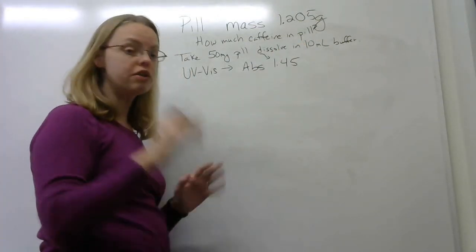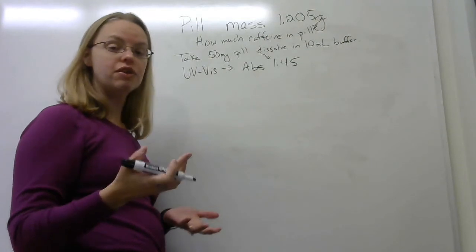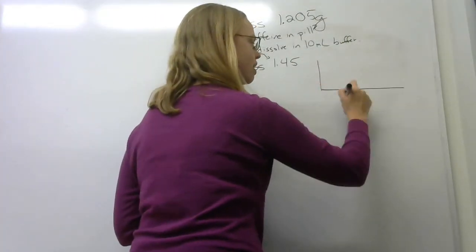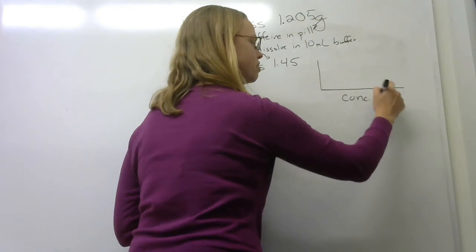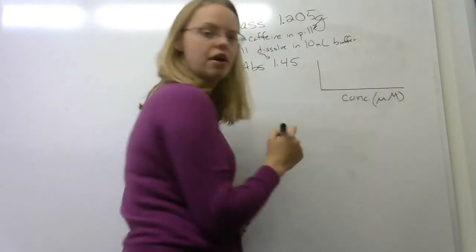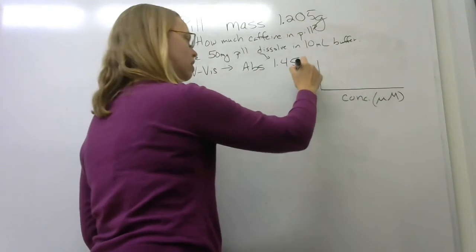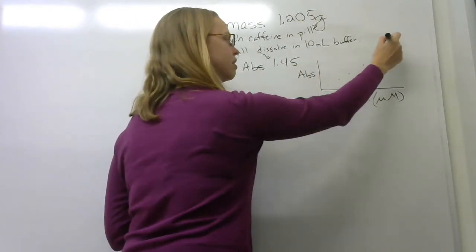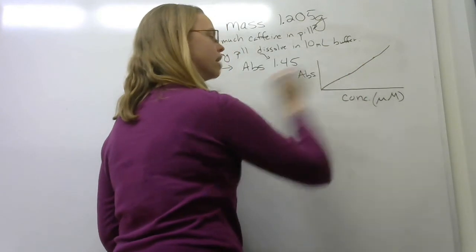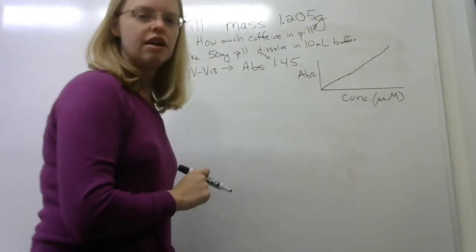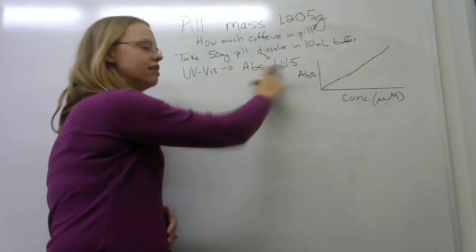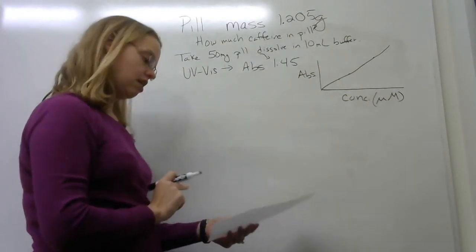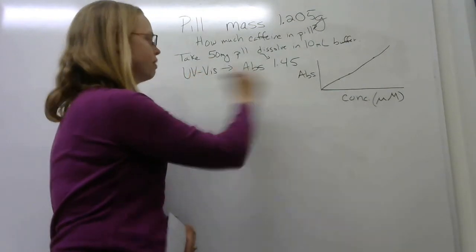Well, before you did all this, what you often do in the lab is make some sort of calibration curve. So let's assume we've done that. We've made a calibration curve, and we're going to assume down here that the concentration's in micromolar, and we looked at the absorbance, and got some sort of line plot there. So now what we need to figure out is what concentration 1.45 would get us.